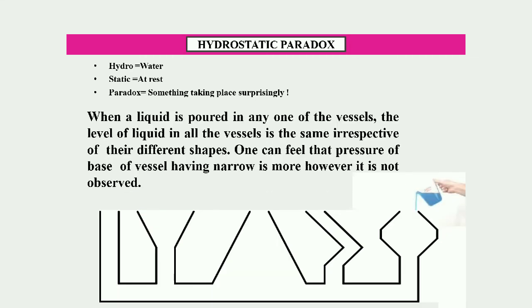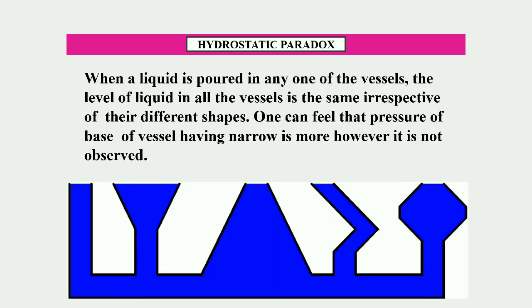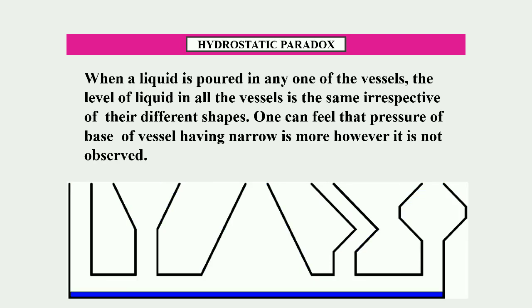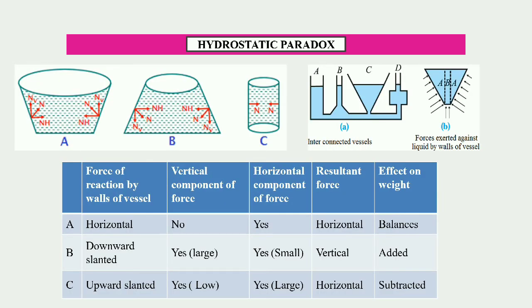Now, when a liquid is poured in any of the vessels, the level of the liquid is the same in all the different shaped vessels. Okay, now see here how it is the same. The question arises: how will the pressure be the same with the different shape?